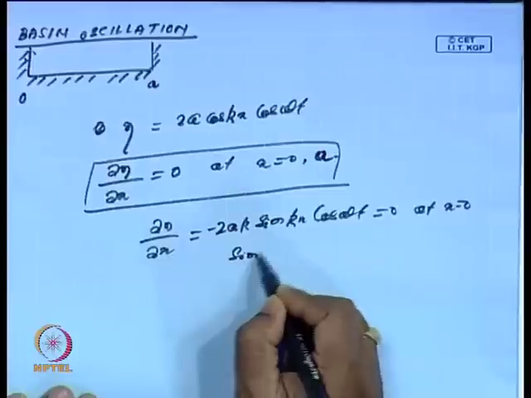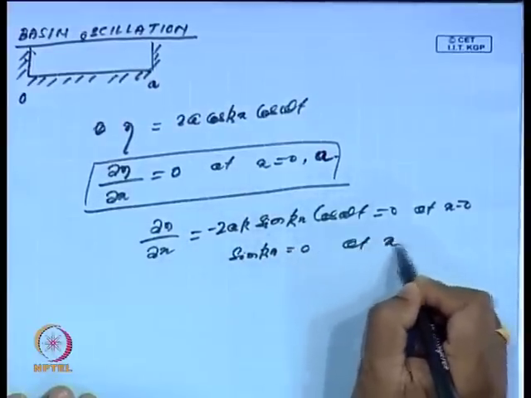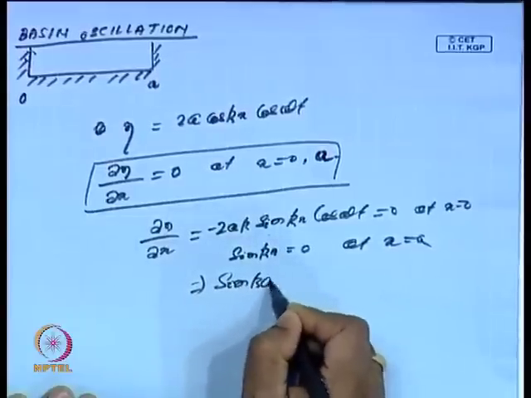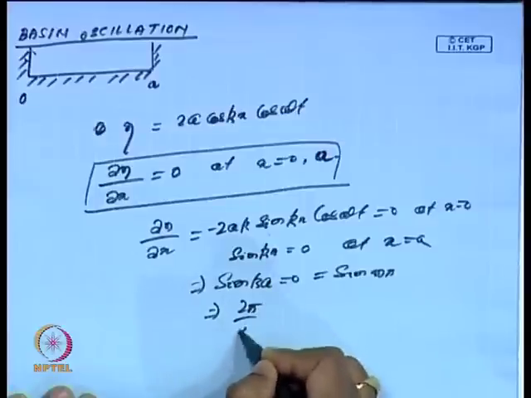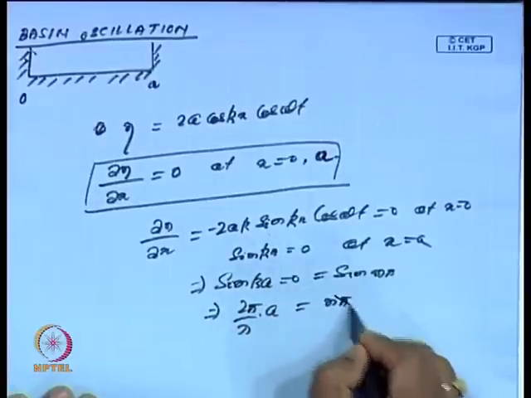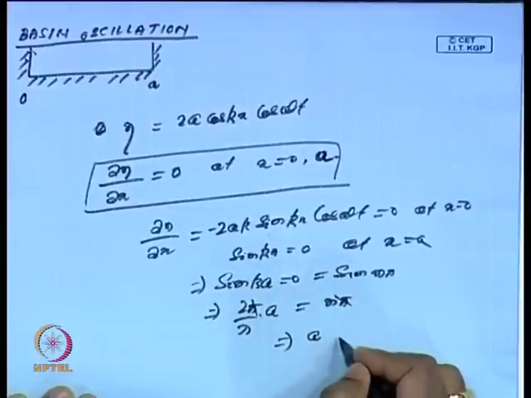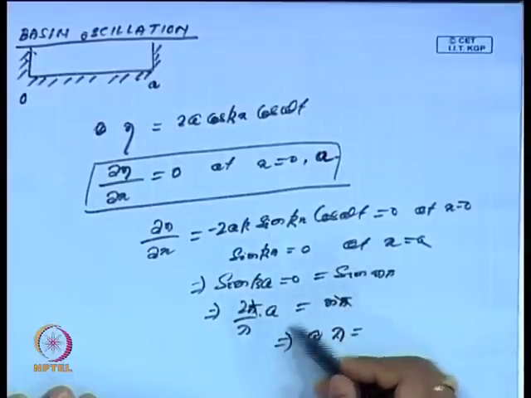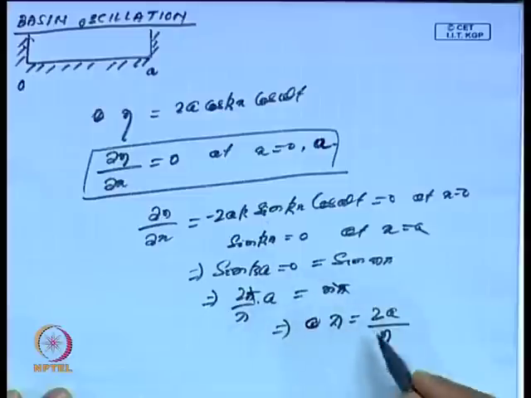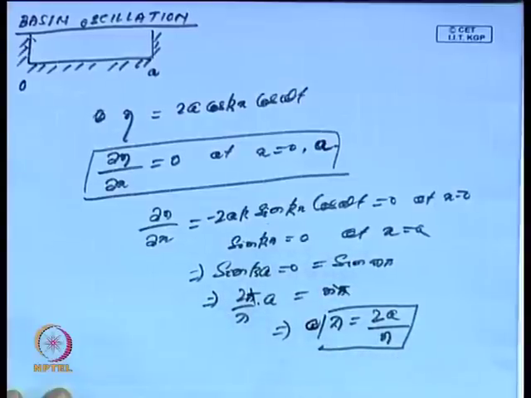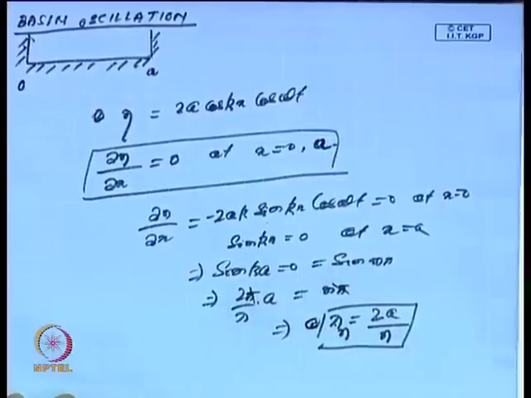On the other hand, sin kx is 0 at x equal to a, which implies sin ka is 0, and that is given by sin nπ, which implies k, which is 2π by λ, into a is equal to nπ. π gets cancelled. So λ will be 2a by n. 2a by n will be λ. I refer to this corresponding λ as λn.